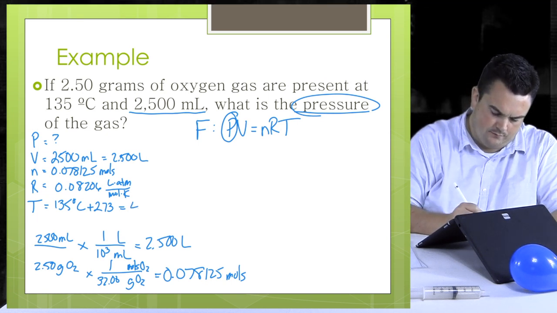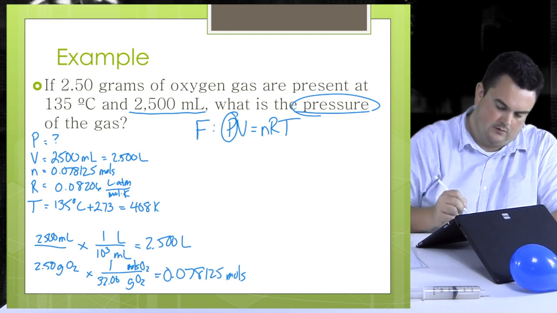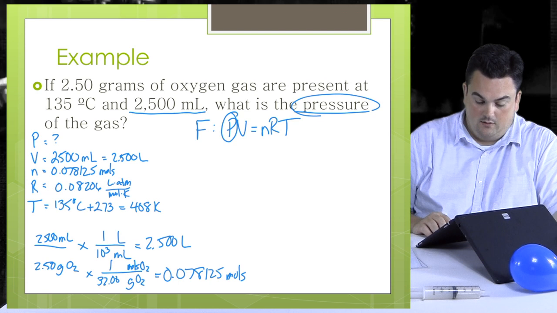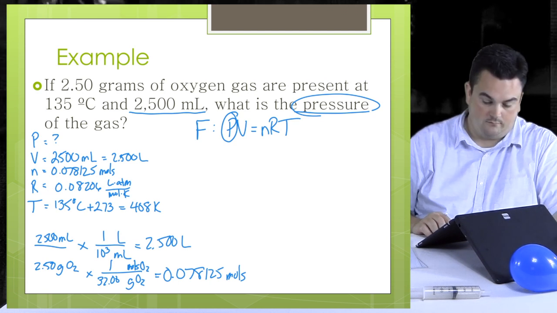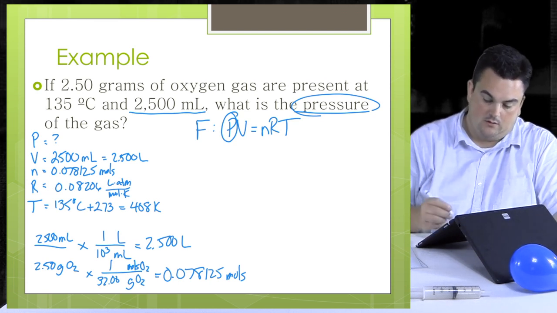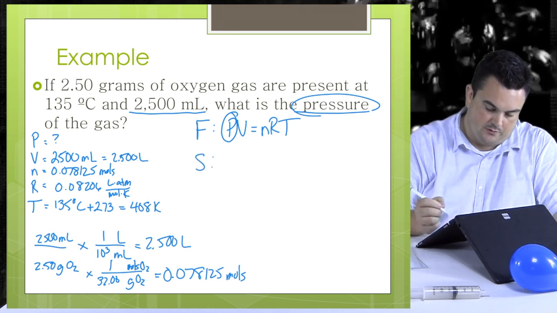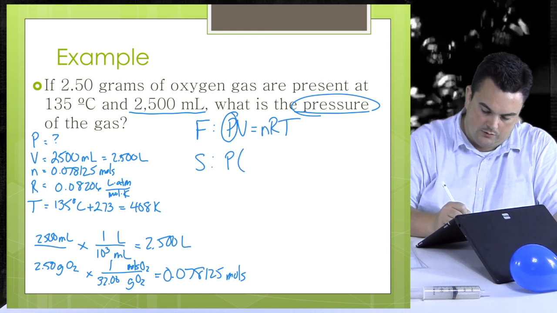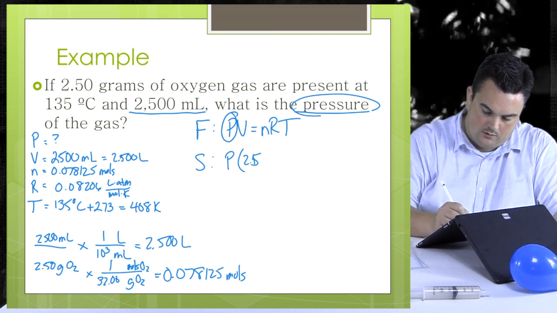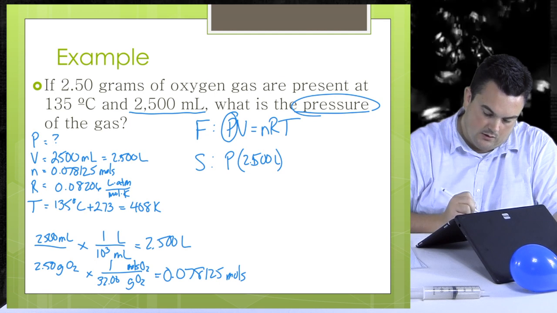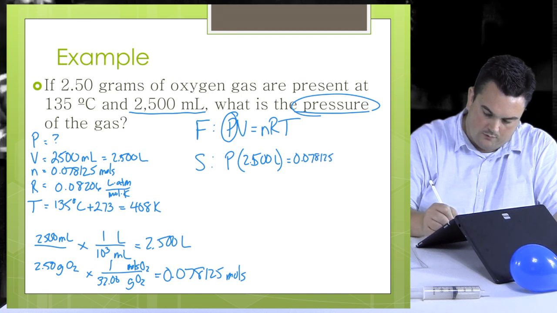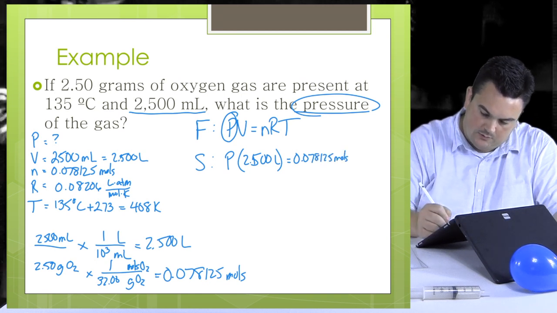Looks good. So there's a lot of prep work we had to do just to make sure we had the right numbers in the right spot and with the right units. But now it should be easy sailing here because we just have to substitute those numbers in. Okay, so let's do our substitution part. Pressure I'm solving for, so I'll leave that as P. Volume is 2.500 liters. That's going to be equal to the moles of 0.07812 moles times the gas constant.